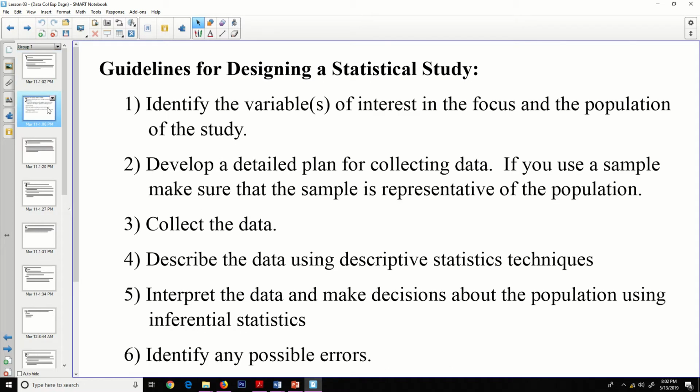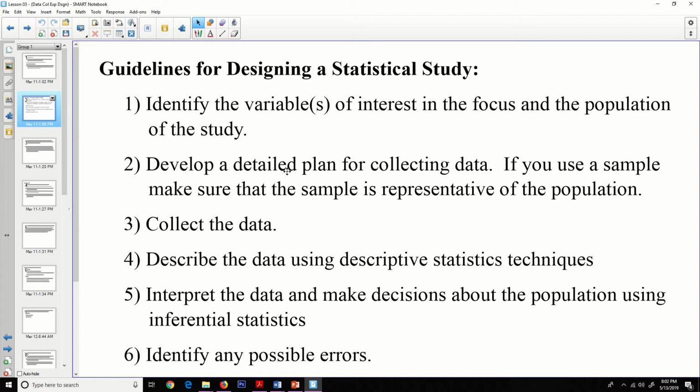So starting off with the first thing here, guidelines for designing a statistical study. First thing you're going to do, you want to identify the variables of interest and the focus and the population of the study. So what are you talking about? Are we collecting data on students and how they're doing on their standardized testing, and what's that going to be predictive of? If they do good in math as a third grader, will they do well as a freshman in high school? Something like that. So we're identifying our population, talking about what are the variables of interest.